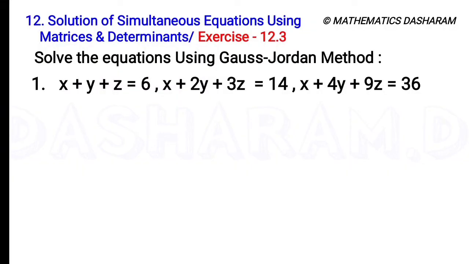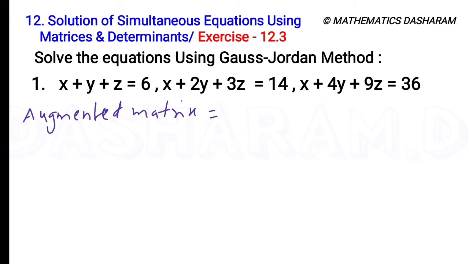Solve the equations using the Gauss-Jordan method. First question: x plus y plus z equals 6, x plus 2y plus 3z equals 14, x plus 4y plus 9z equals 36. To use this method, first we need to write the augmented matrix.